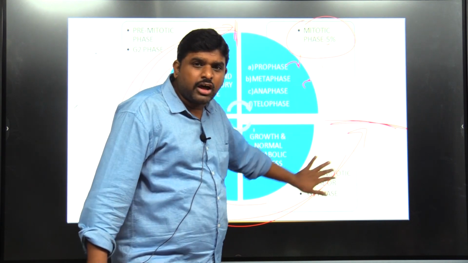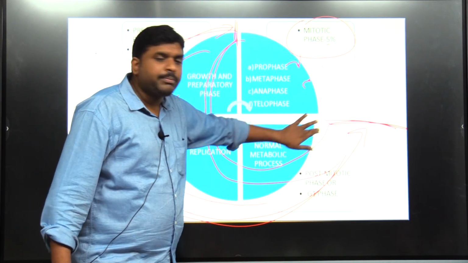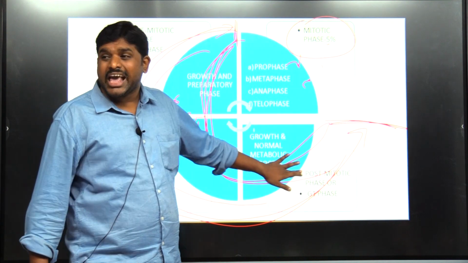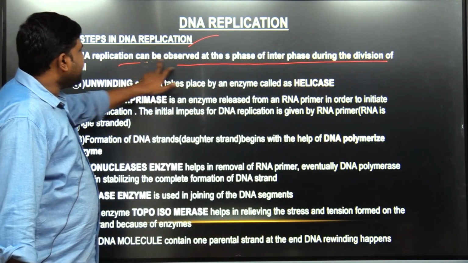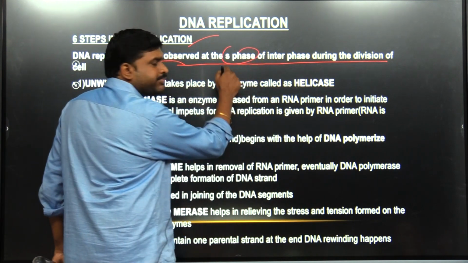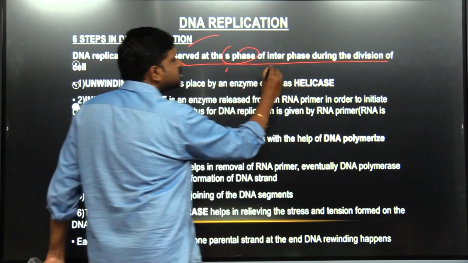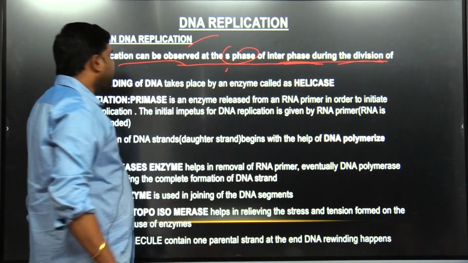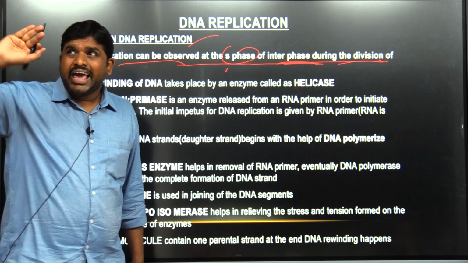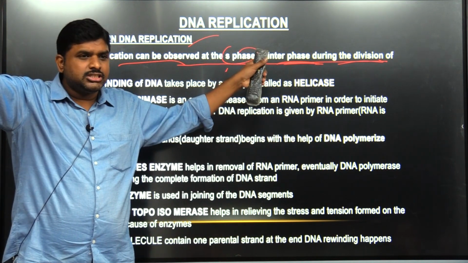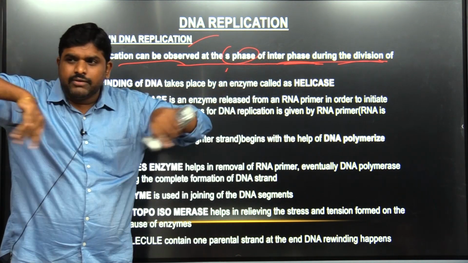Before the cell division, what is happening is this 95% of the time, which is called the S phase or synthesis phase. The same thing is here. DNA replication can be observed at the S phase, the synthesis phase of interphase during the division of cell. In that complete cell division process, except the mitotic phase, it is called the synthesis phase. In the mitotic phase, the cell division will happen.